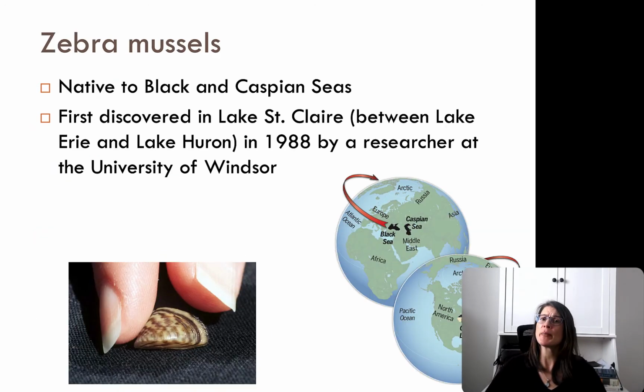So let's look at zebra mussels. They're native to the Black and Caspian Seas all the way over here.